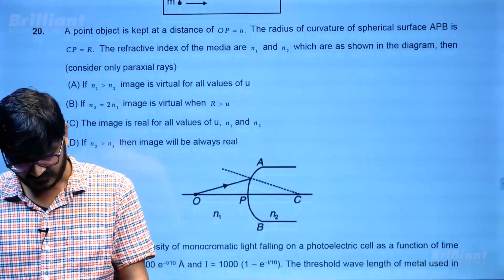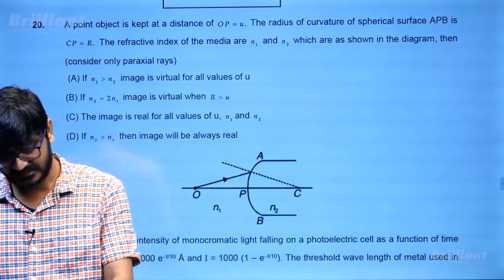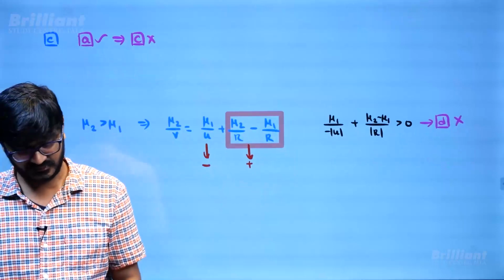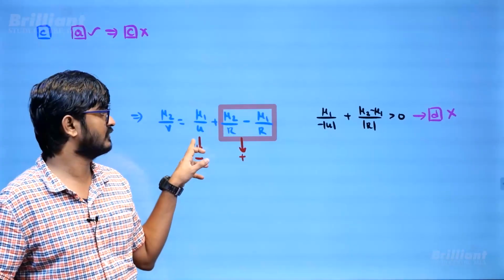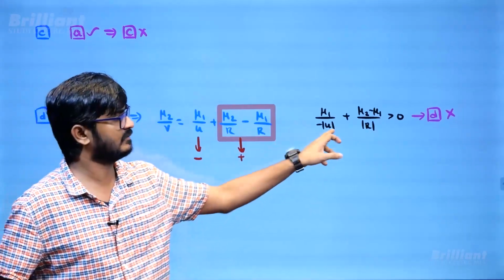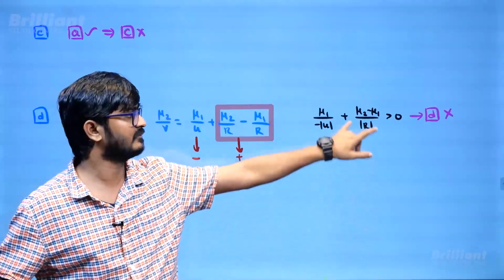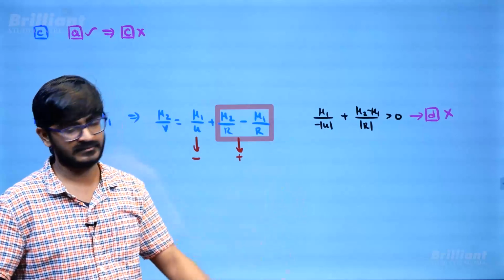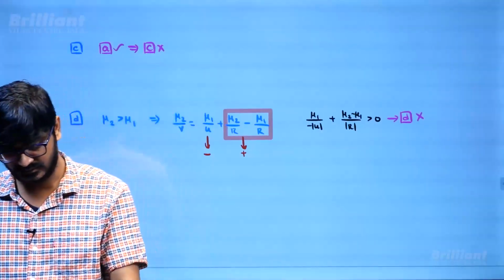Now option D: if n2 is greater than n1, the image is always real. So if n2 is greater than n1, then this is going to be positive, and this is going to be negative. Now if it has to be real, it has to be positive. So we need to see when this will be positive. It's not for all values, there will be some particular relation, right? So from there D is going to be wrong.